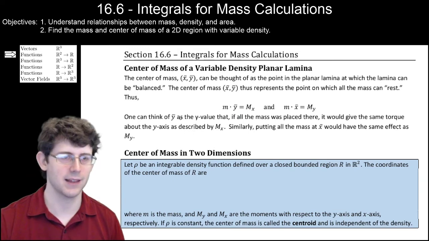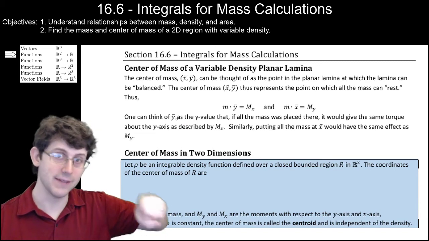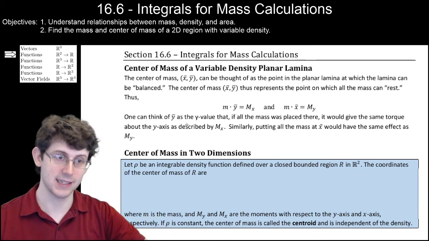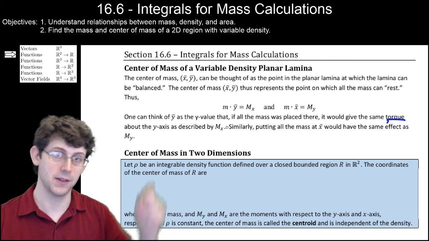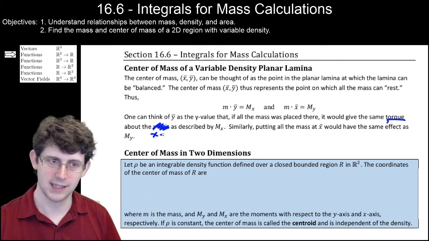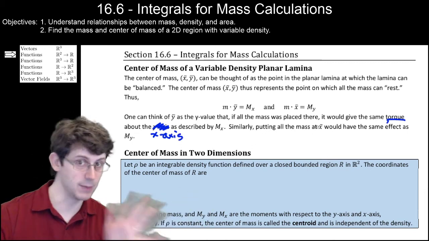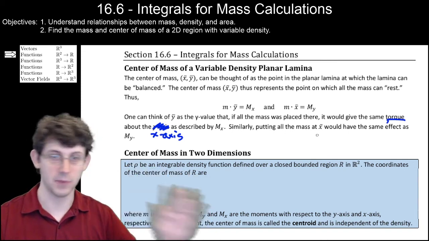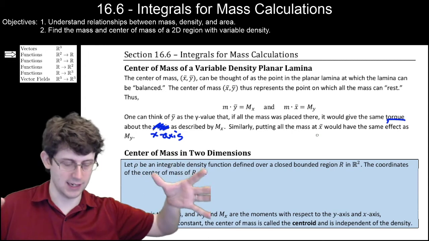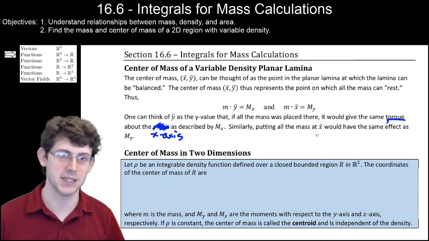Okay, this is a nice way to think about it: y bar is the y value where, if you put all the mass at that y value, y bar, you'd get the same amount of tipping away from the x-axis. So you'd get the same amount of torque around the x-axis. Similarly, if you put all the mass at x bar, then it would tip the same amount away from the y-axis. So the center of mass is the point where if you took the entire object and pretended the entire object was all focused at that center of mass, it would act the same physically.